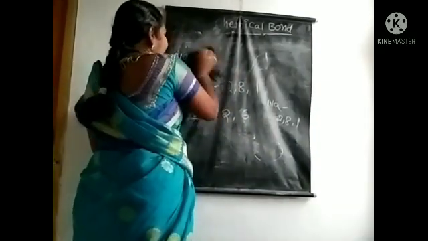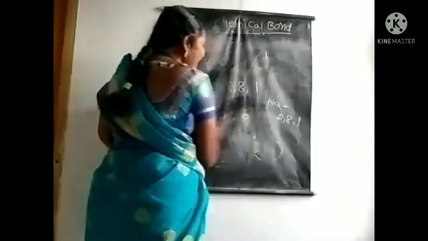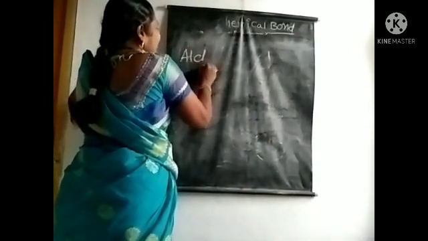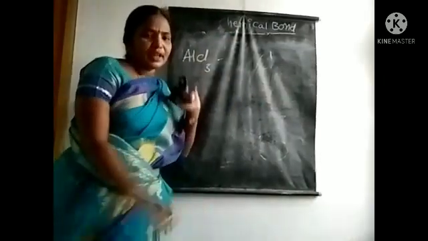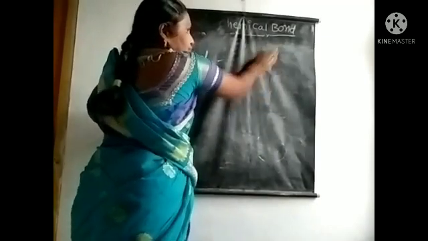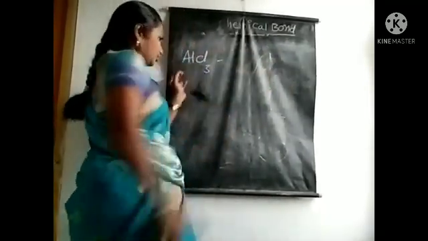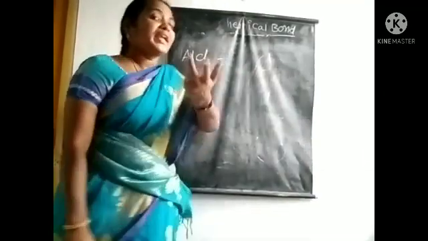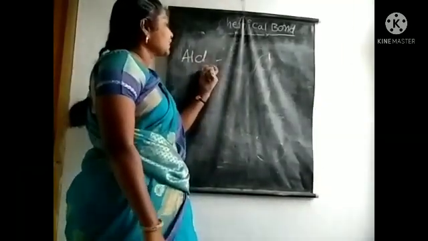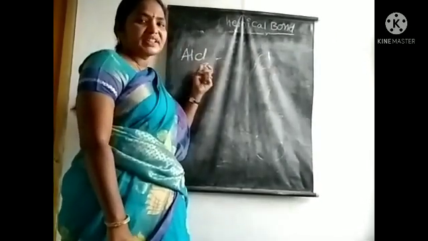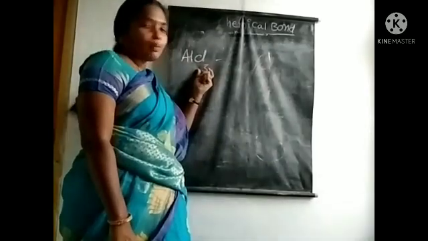Let us observe another example, AlCl3, aluminium trichloride. Here aluminium is ready to give 3 electrons. Chlorine takes electrons. That's why here a chemical bond is formed. This is also ionic bond.